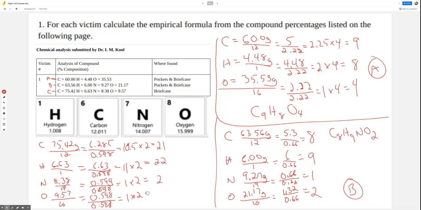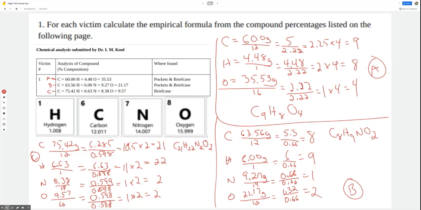22, 2, and 2. So the empirical formula for compound C is C21H22N2O2. Okay, so that was compound C.